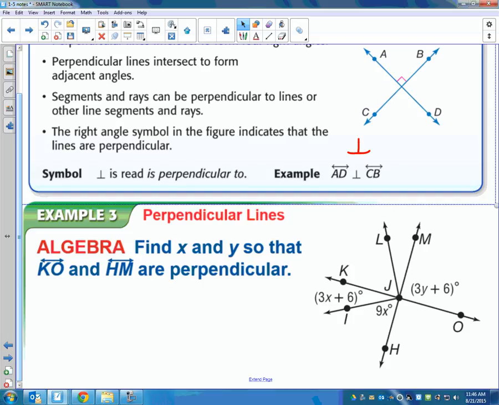And we could do a lot of stuff here. Actually, got to do a couple things here. What about y? Does anybody know an equation I could set up to figure out what y would have to be? Just make sure you know what line you're talking about. We want to show that this line, KO, is perpendicular to HM.